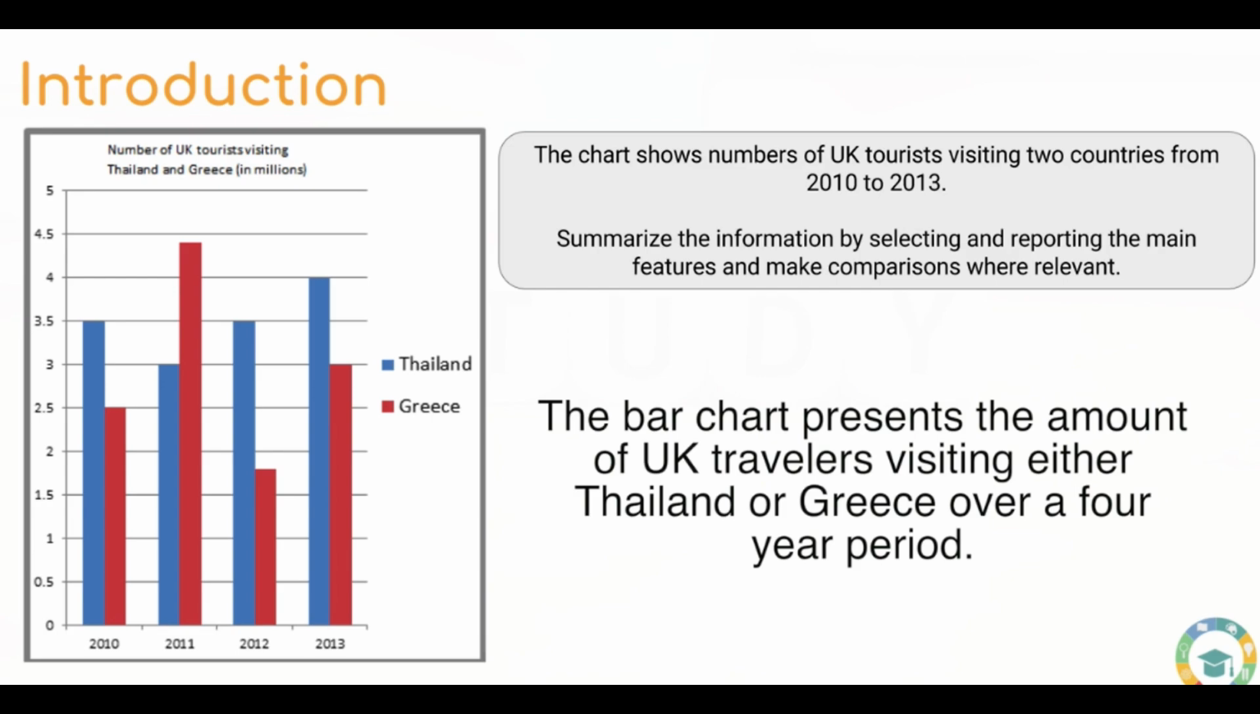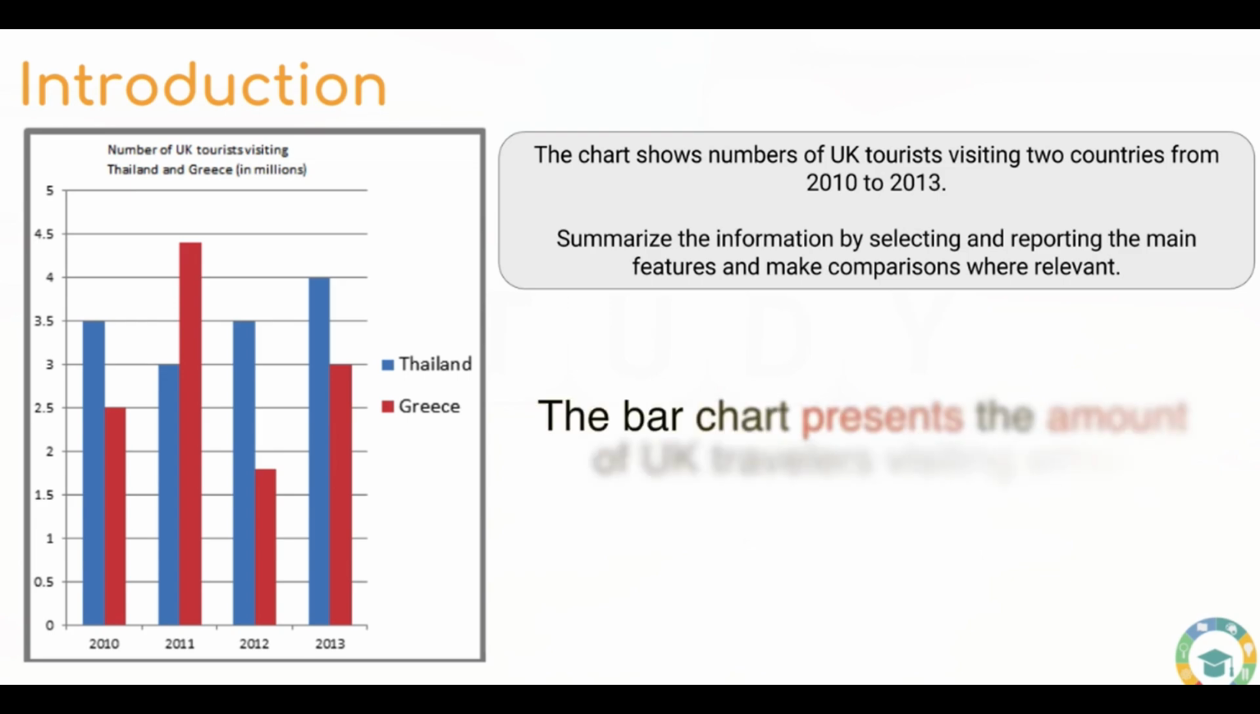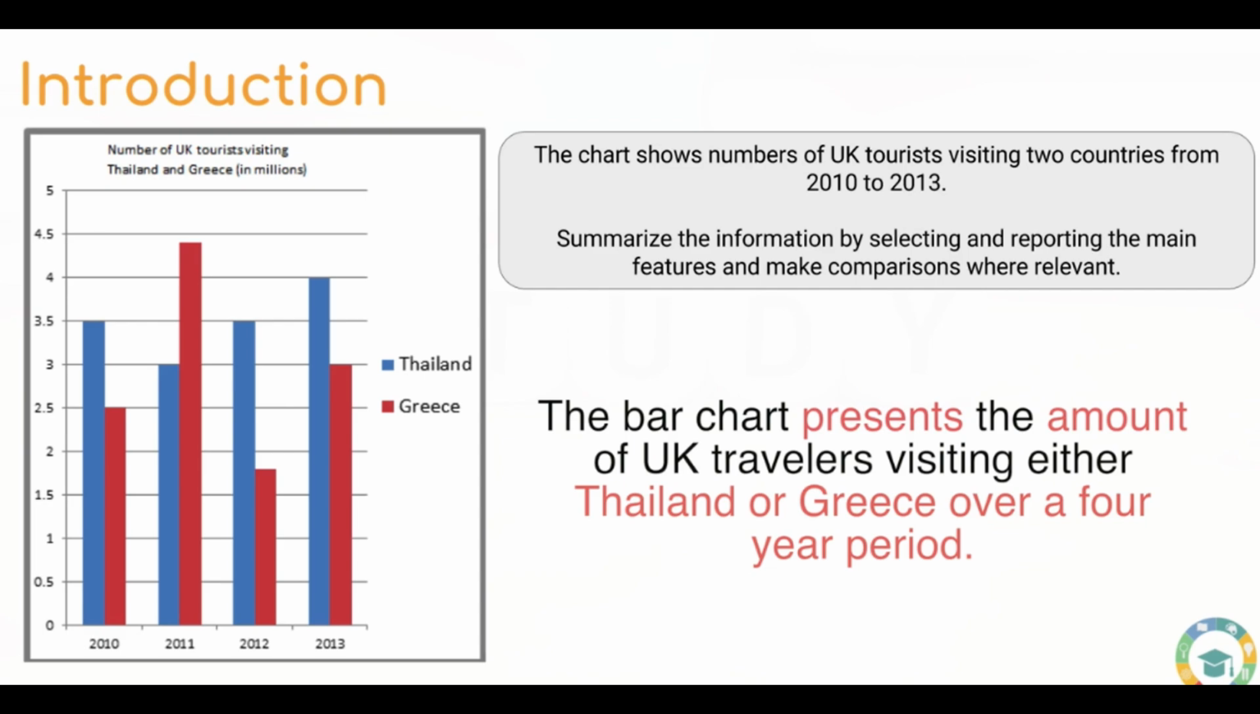Now, it's important to say that my introduction sentence really has very little difference from the question's first sentence. I've just used different vocabulary to paraphrase. Let's take a deeper look at how I did this and what vocabulary I changed. Here I've identified 3 main changes that I made in my introduction. The first thing I changed was chart shows into bar chart presents. I then changed numbers to amount and UK tourists to UK travellers.